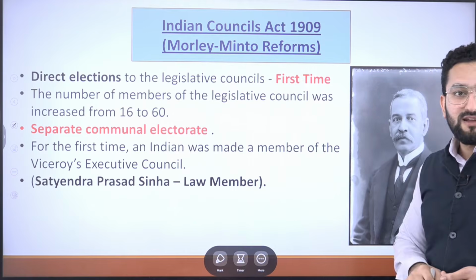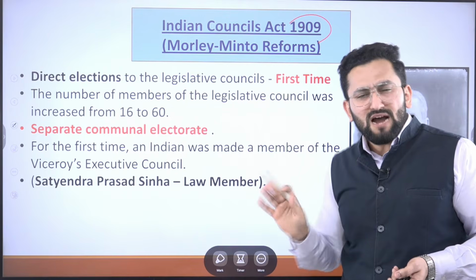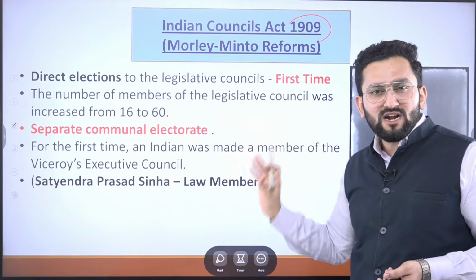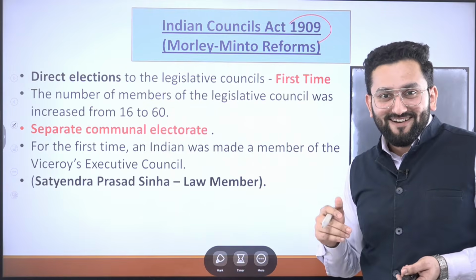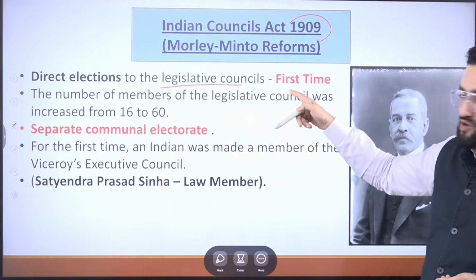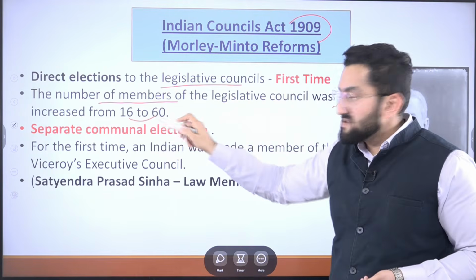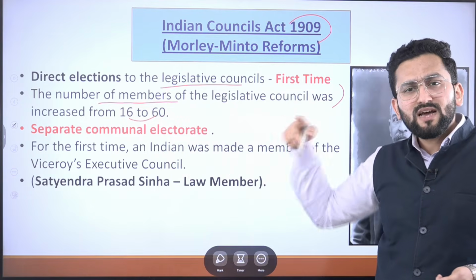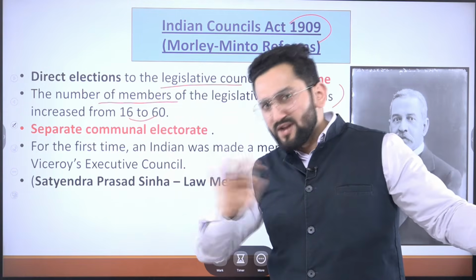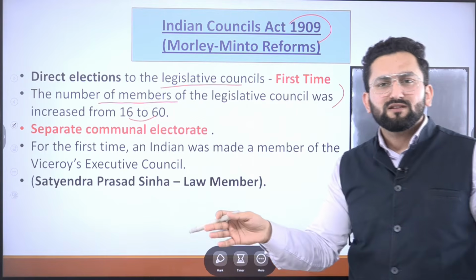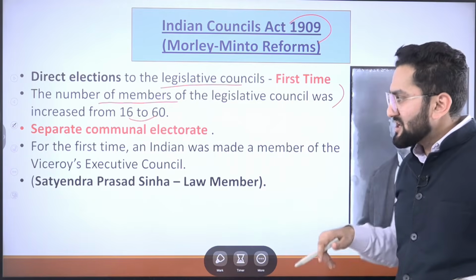Now, Indian Council Act 1909, famously known as Minto Reforms. I would say infamous. This particular act was infamous also. Why? Due to communal electorate, right? Now, direct elections to the Legislative Council, for the first time. The number of members of the Legislative Council was increased from 16 to 60. When I'm saying direct election, don't consider that universal adult franchise came into it. No, it was not like that. Limited franchise was there. Only a few people were given the right to vote, and they were the ones participating in elections.